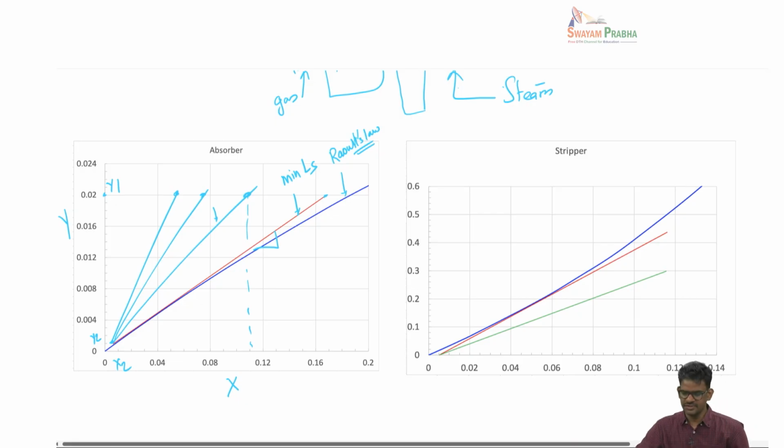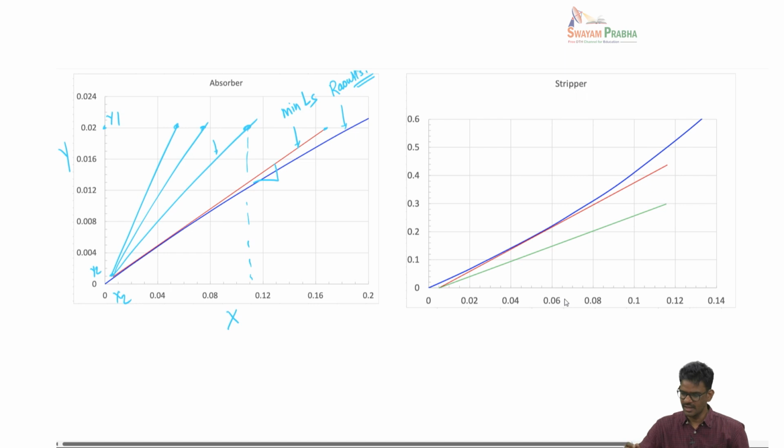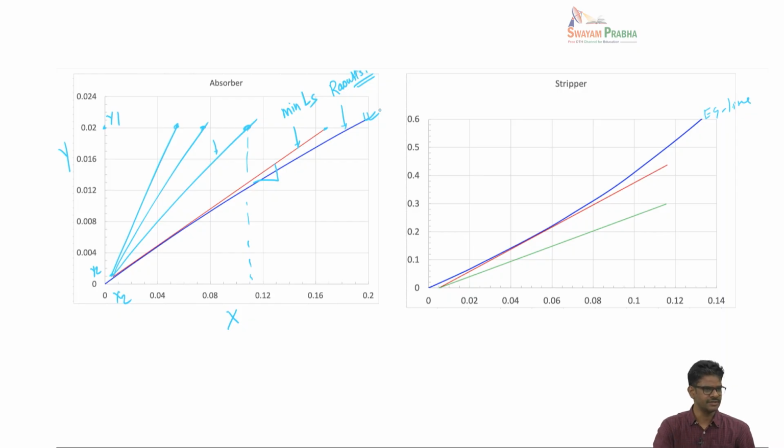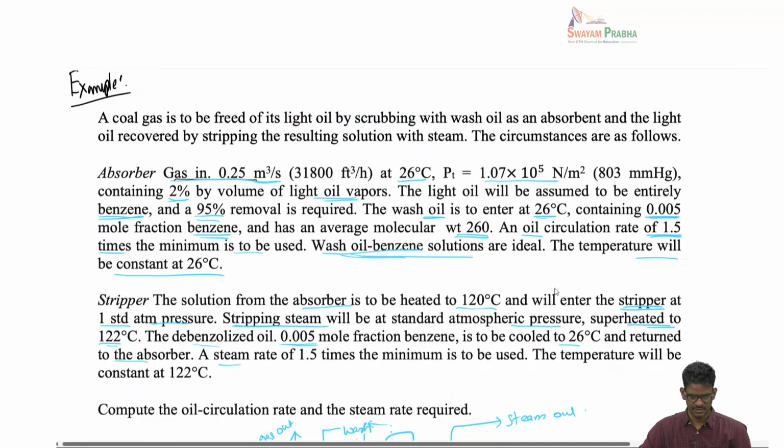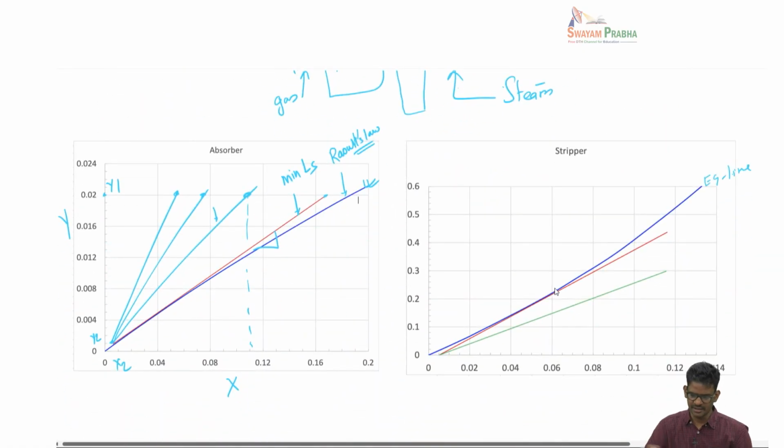Same thing for the stripper. In the stripping case, you can see this equilibrium line is different compared to this line because the operating temperature is different. When you apply Raoult's law at two different temperatures, the vapor pressure depends on temperature, right? So the equilibrium line will also be different. I think this corresponds to 26. Yes, this equilibrium line is obtained for 26 degrees Celsius, and this one is obtained at 120 degrees Celsius. That's the difference.